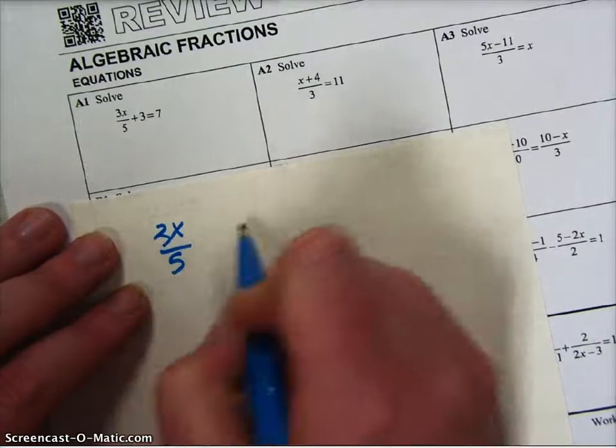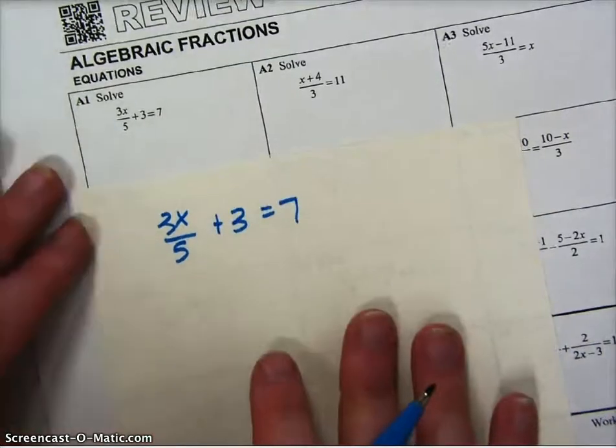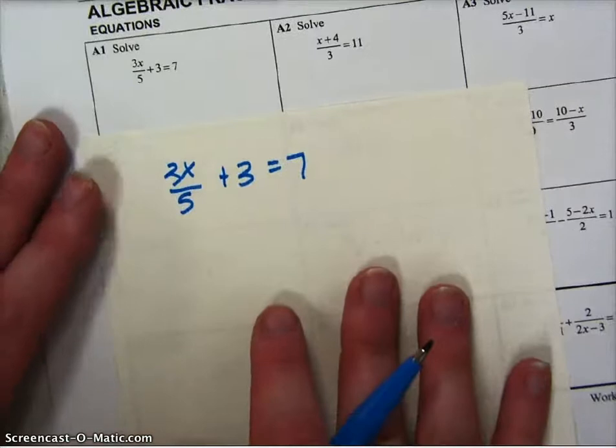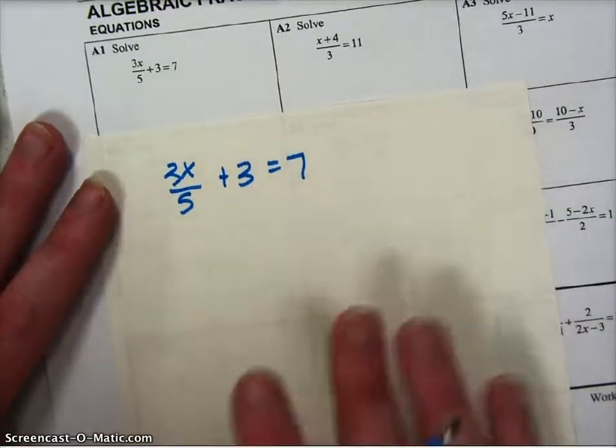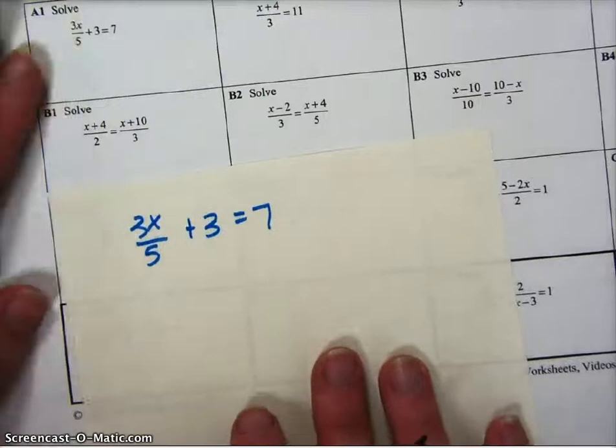3x over 5 plus 3 equals 7. And I would like for you to do all of your problems on a separate sheet, and then you can just transfer your answers onto the worksheet. There's not enough room at all in these little boxes.